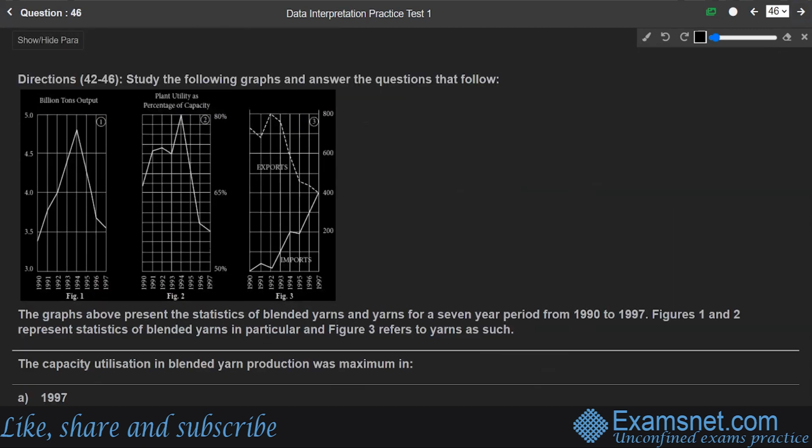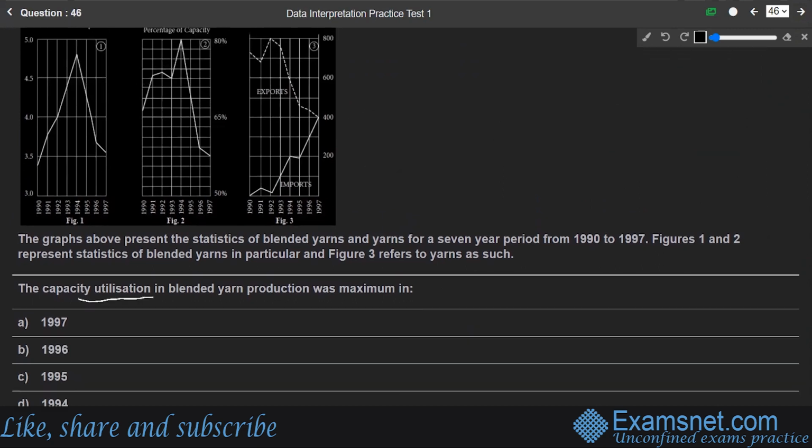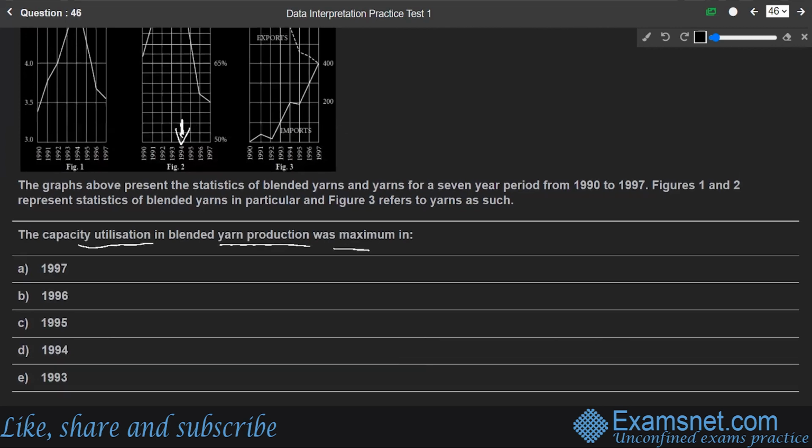Now we are again supposed to answer one question. He's saying the capacity utilization in blended yarn production was the maximum in. This can be understood by just watching the graph. Capacity utilization has to be maximum, and this can be simply seen by the graph itself. So maximum utilization has been covered in this particular year, and this year is nothing but 1994. So that becomes the right answer. In 1994, the percentage utilization of the capacity is maximum.